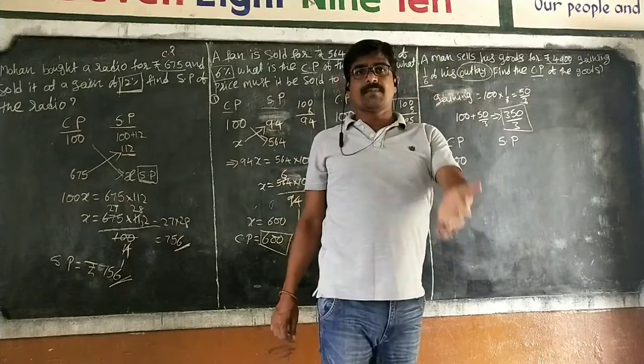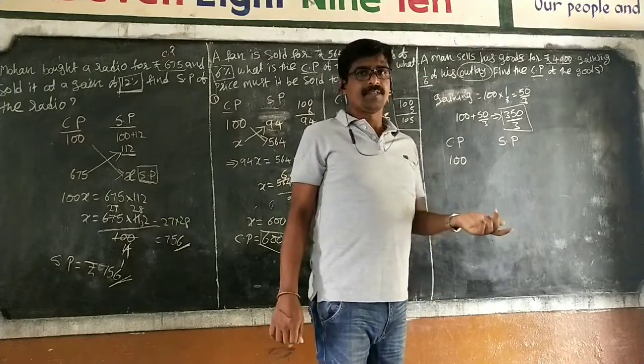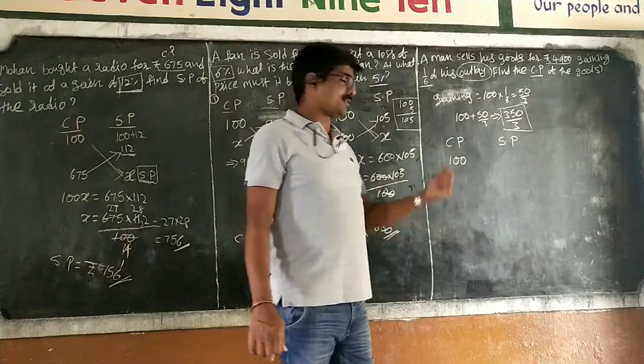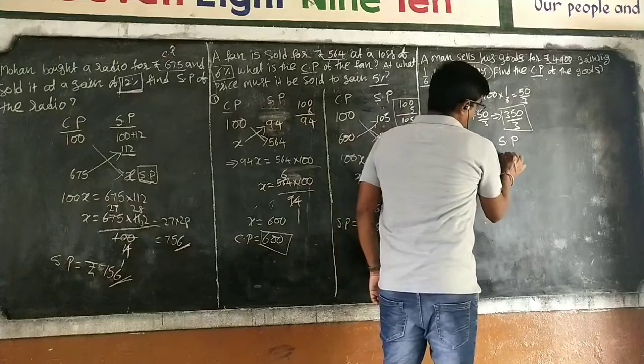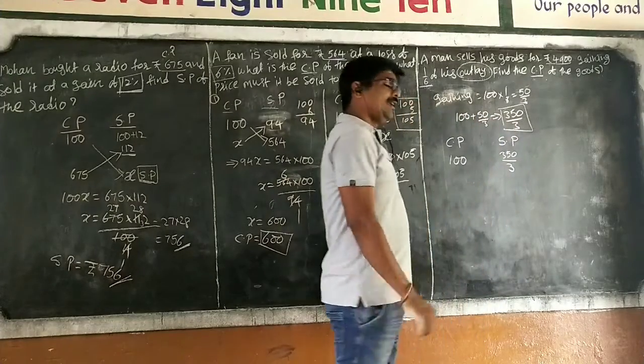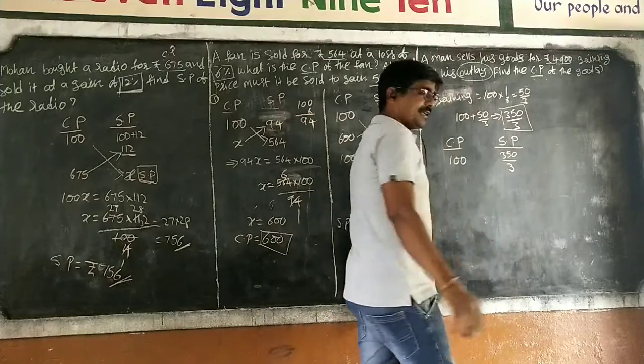Some competitive exams, maybe in banking or LIC, and even civils, they are asking this type of questions. That's why I'm explaining. 350/3 is the selling price and this is the cost price.